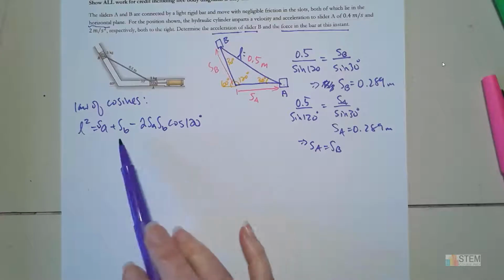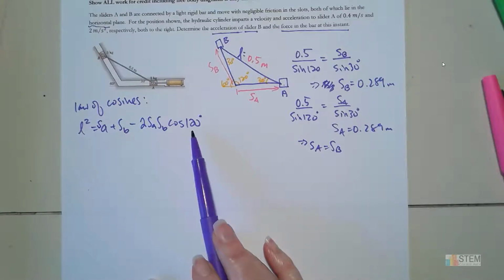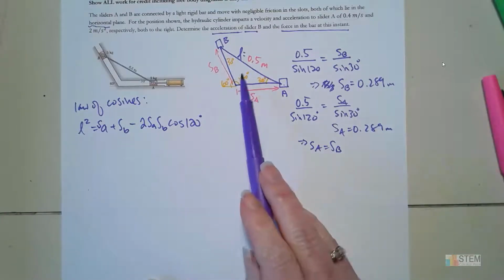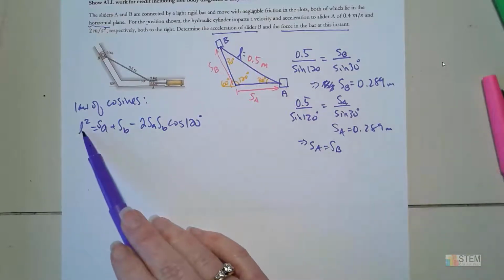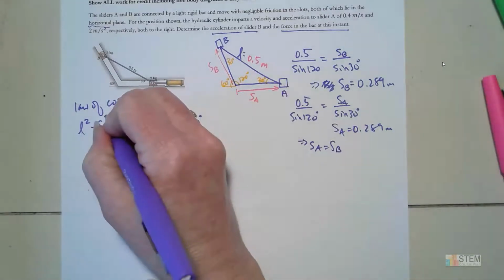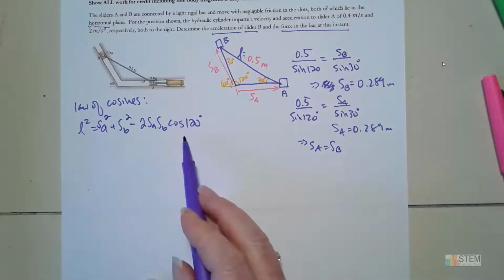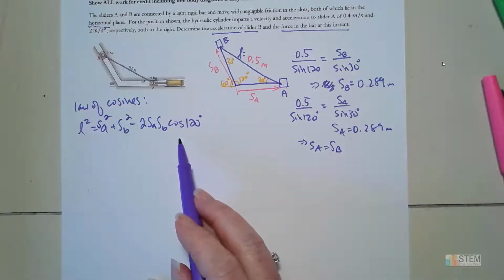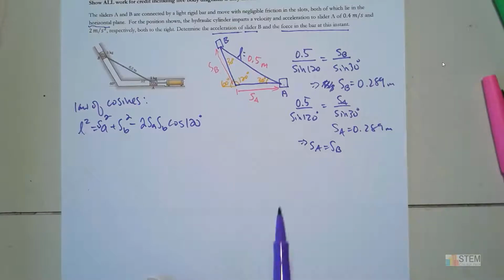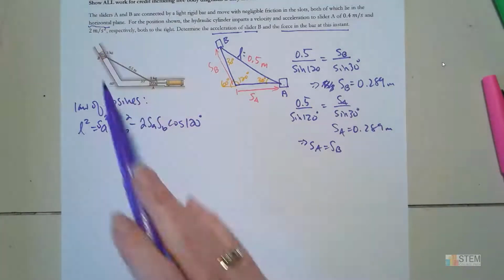So this is just law of cosines, and remember the angle here is always going to be the one across from the length on the right, or the left, sorry. Okay, and then I forgot these squared. Okay, so now I've got that. And what we need to do now is, if you notice, we're given velocity and acceleration.